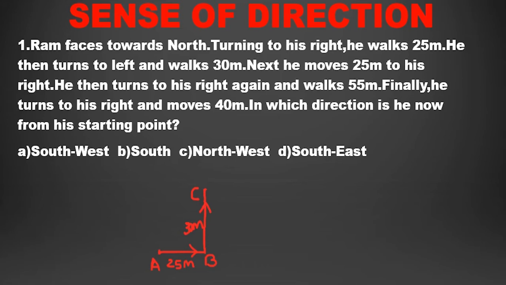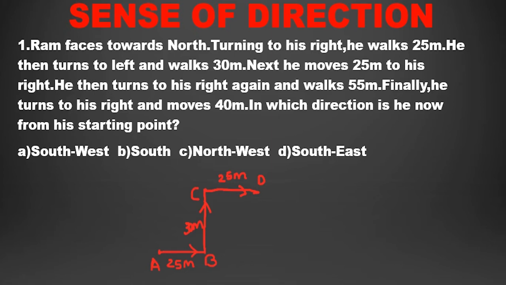Next, he moves 25 meters to his right. From C, he moves 25 meters to his right. Right of C is this side. He walks 25 meters from C, and let this point be D. He then turns to his right again and walks 55 meters.